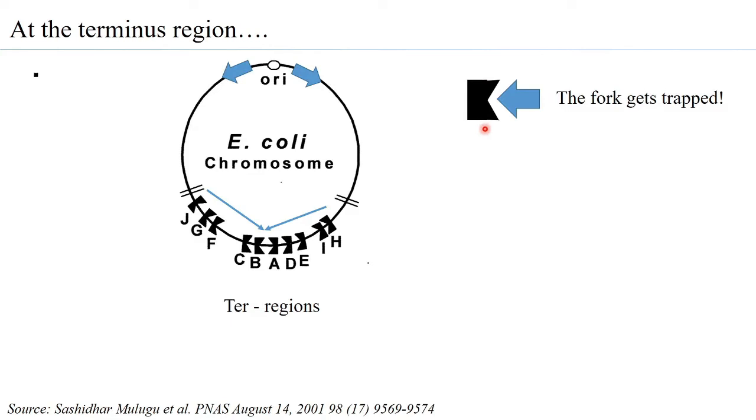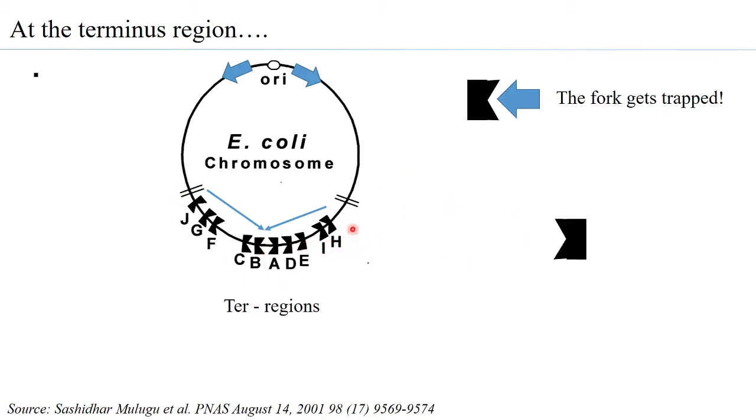Now, what is being suggested is that if this ter is not able to trap the fork here, then you have 4 other ters ready to arrest it. Effectively, if one ter is not able to stop the fork, there are 4 other ters at which the fork can get trapped. So therefore, there is a provision to be able to trap the fork at more than one region in the entire terminus region.